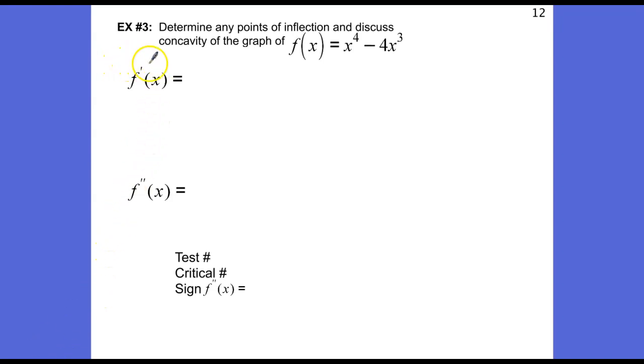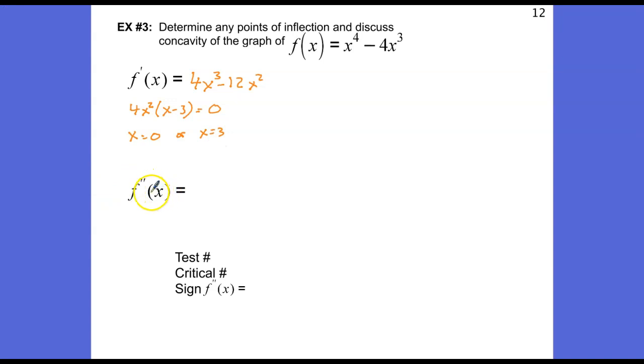In example 3, we're told to determine any points of inflection and discuss concavity of the graph f equals x to the fourth minus 4x cubed. So this is a polynomial, so it's everywhere continuous and everywhere differentiable. We'll begin by finding the first derivative. So f prime of x is, via the power rule, 4x cubed minus 12x squared. And we can factor a 4x squared out of both terms, and that leaves x minus 3 in parentheses. And to find the critical values of f, we set this equal to 0, and we find that x equals 0 or x equals 3.